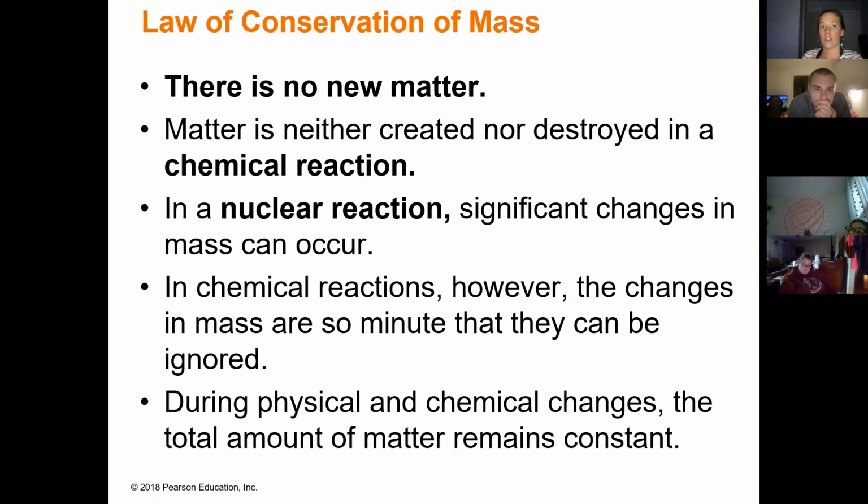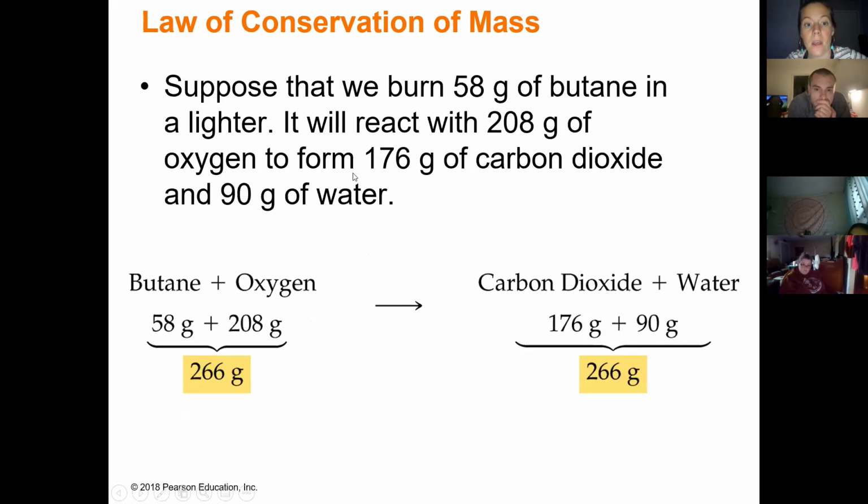You may do nuclear chemistry in 130 and 151, but for the sake of this class, we're going to go with the law of conservation of mass because we deal with chemical reactions only, which says the mass you're starting with should equal the mass you're ending with. So here's an example. Suppose that we burn 58 grams of butane in a lighter. It reacts with 208 grams of oxygen to form 176 grams of carbon dioxide and 90 grams of water.